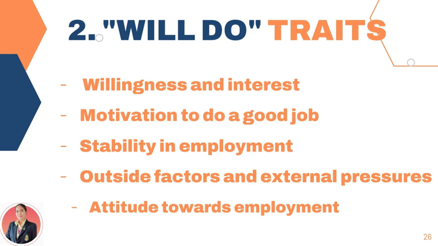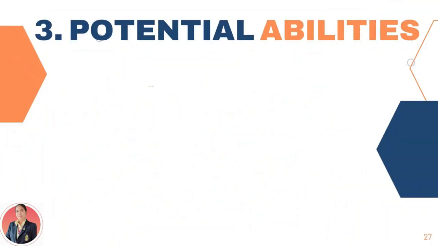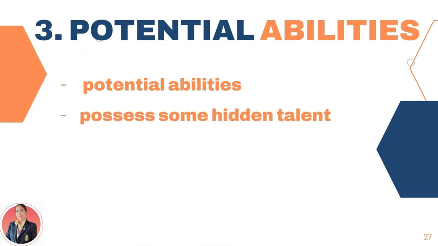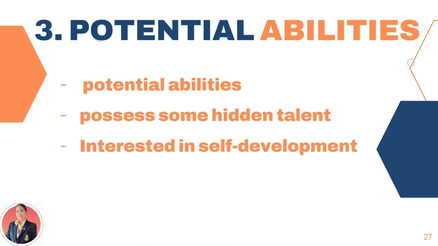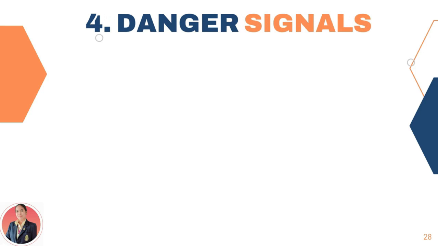regularly assigned to him. Next is potential abilities. What are the applicant's potential abilities? Does the applicant possess some hidden talent that can be developed? Is the applicant interested in self-development to enable him to move to a higher position in the agency? The last one is the danger signals.